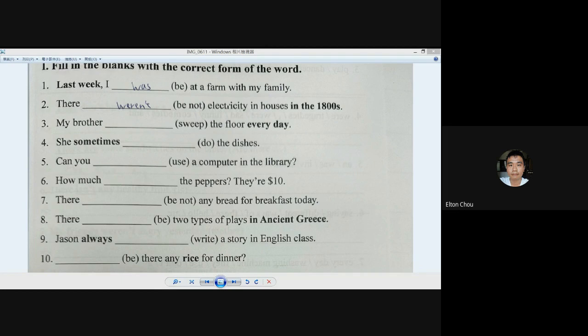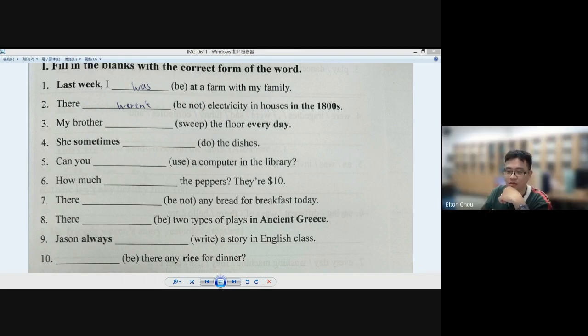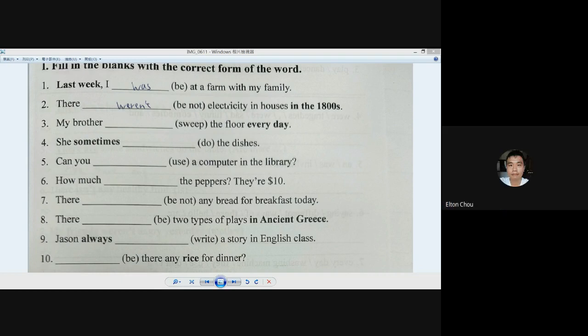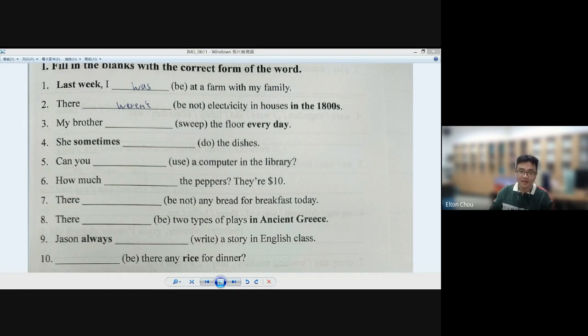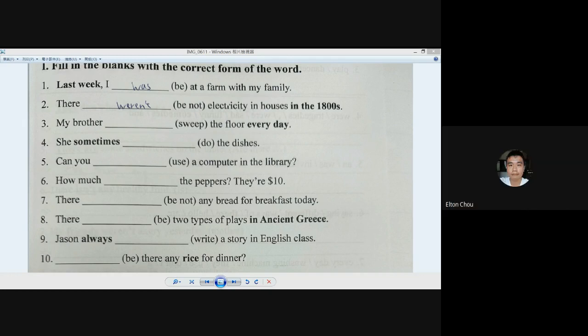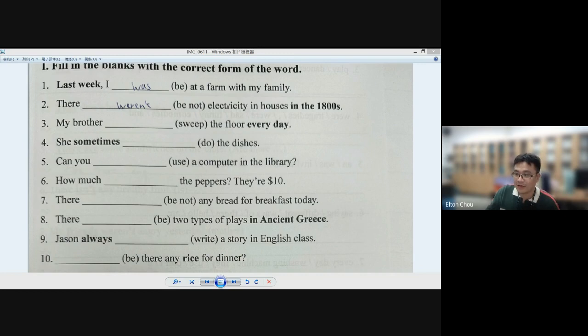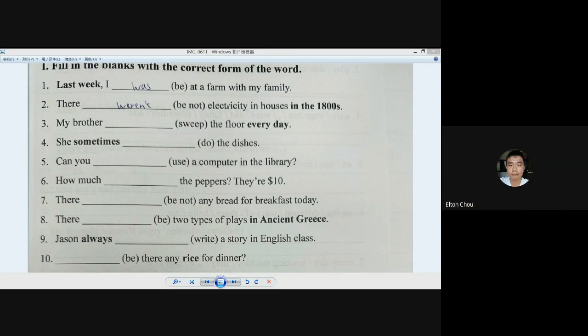Today for, you can either use present tense or past tense, but personally I prefer past tense. Ancient Greece, this is not every, in, on, at. Ancient Greece is like the past. So be verb past tense. What's a word? Think. Okay. Were there any rice for dinner?